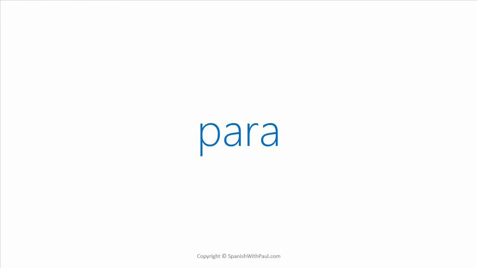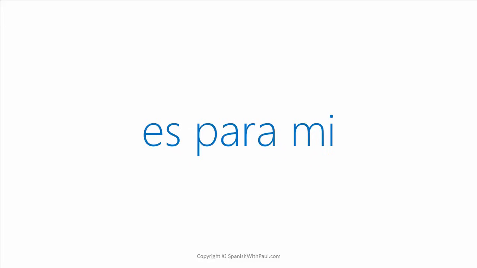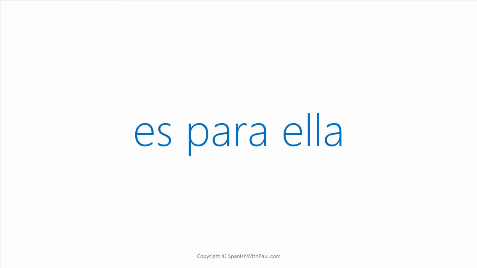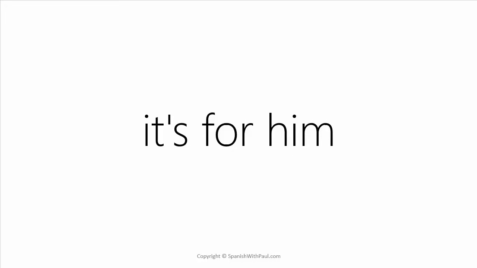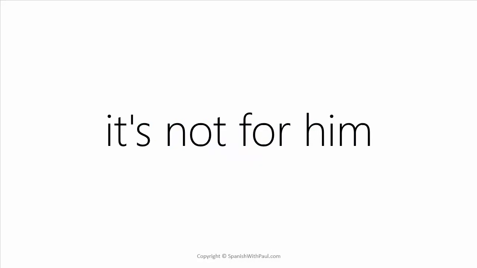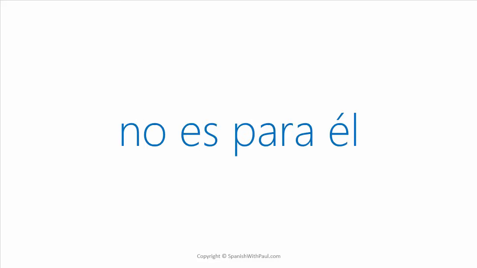We've already been using the word para quite a lot, and we've been using it for the word for. For example, how would you say it's for me? Es para mí. It's for her. Es para ella. It's for him. Es para él. And what about it's not for him? No es para él.